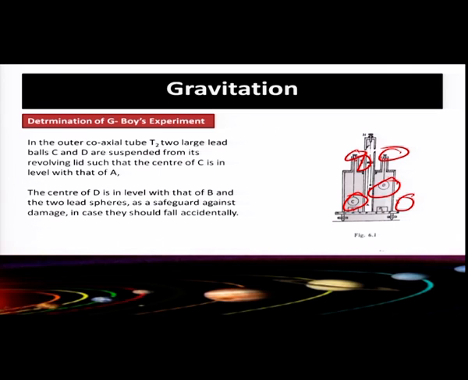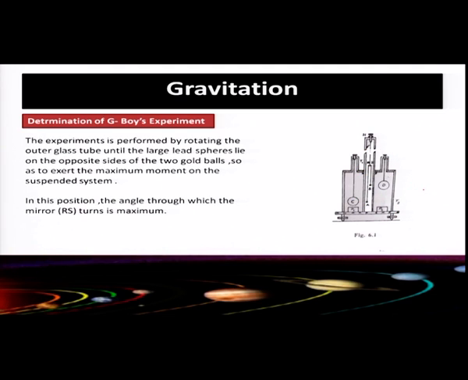When you look at this diagram, you can see that the spheres C and D are at different heights. In the outer coaxial tube T2, two large lead balls C and D are suspended from its revolving lid such that the center of C is in level with that of A, and the center of D is in level with that of B. The two lead spheres are placed as a safeguard against damage in case they should fall accidentally.